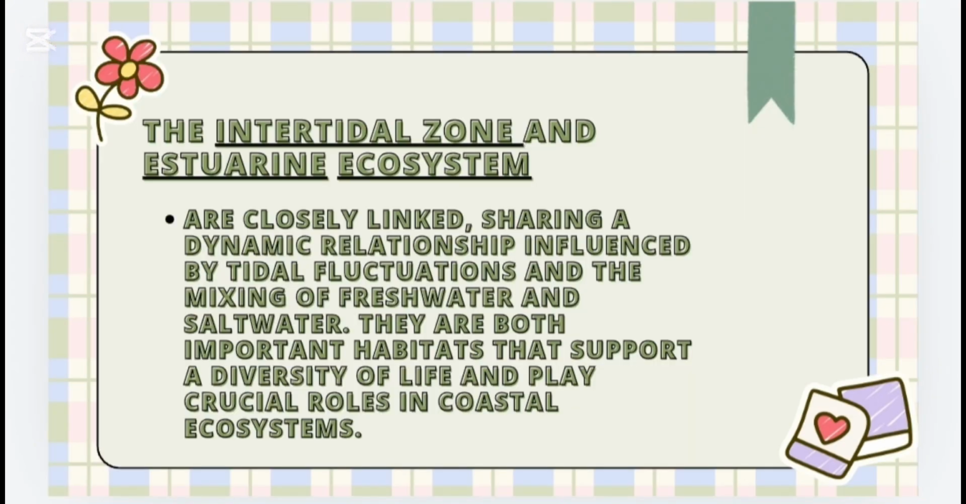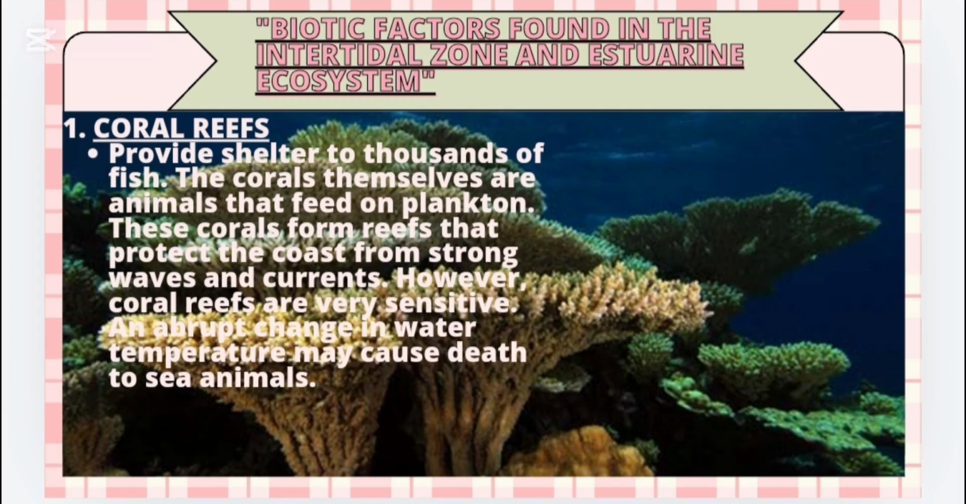The relationship between the intertidal zone and estuarine ecosystem is that they are closely linked, sharing a dynamic relationship influenced by tidal fluctuations and the mixing of fresh water and salt water. They are both important habitats that support a diversity of life and play crucial roles in coastal ecosystems. There are biotic factors found in the intertidal zone and estuarine ecosystems.